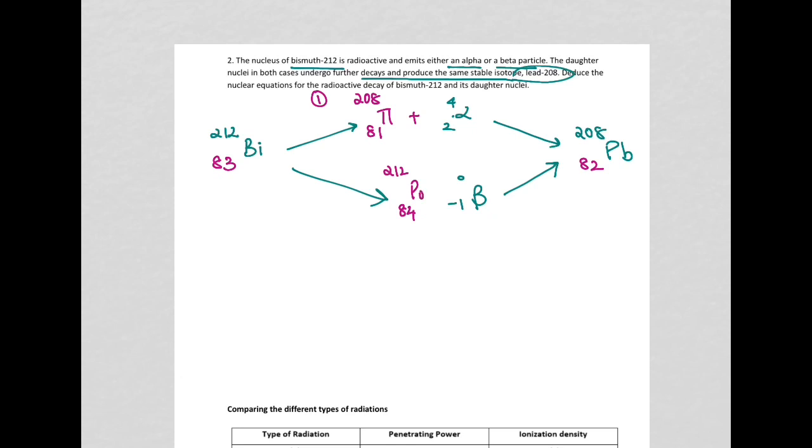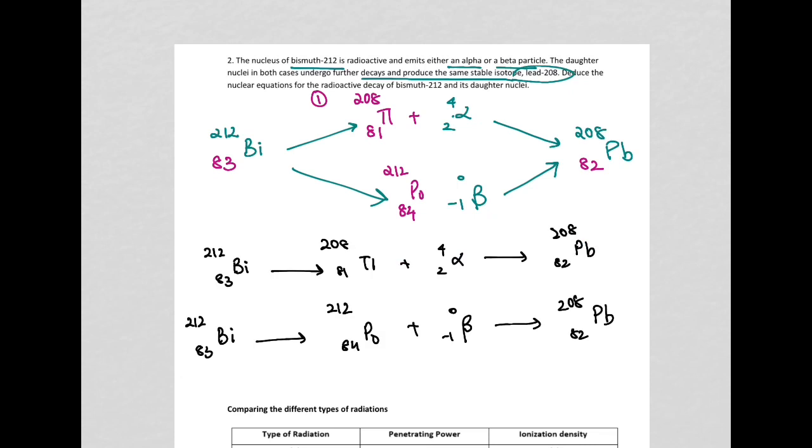So I have my two equations and I can rewrite them down. As such, we have the two equations that are possible for bismuth, one producing an alpha particle and one producing a beta particle, and both of these daughter nuclei further decay to produce lead.